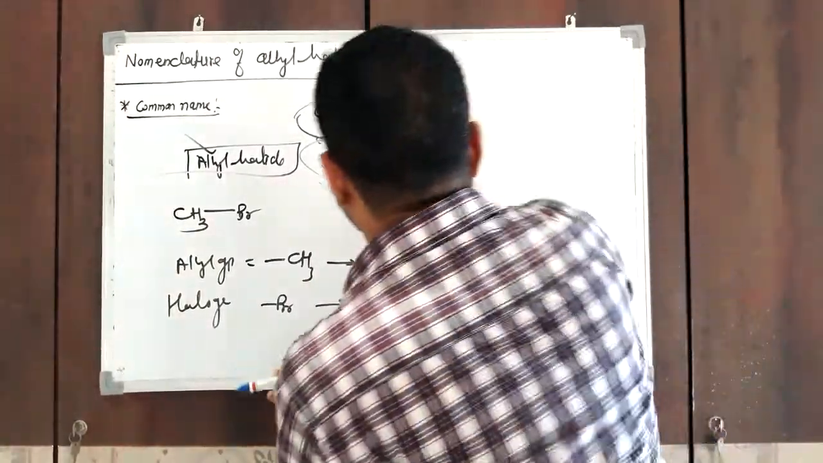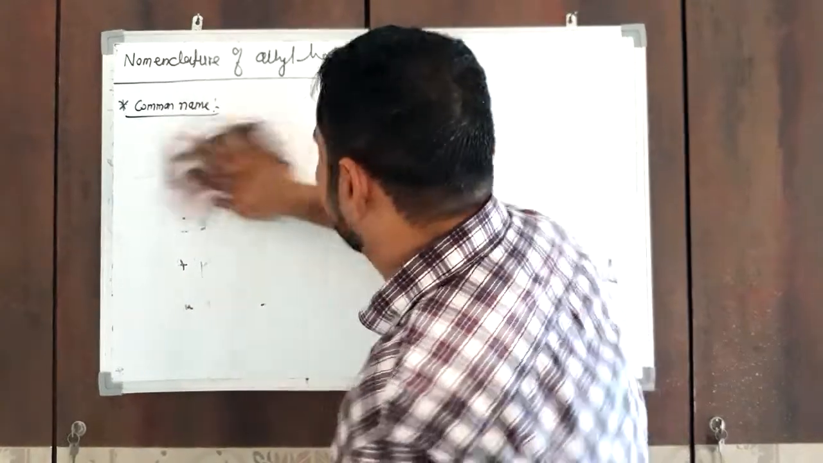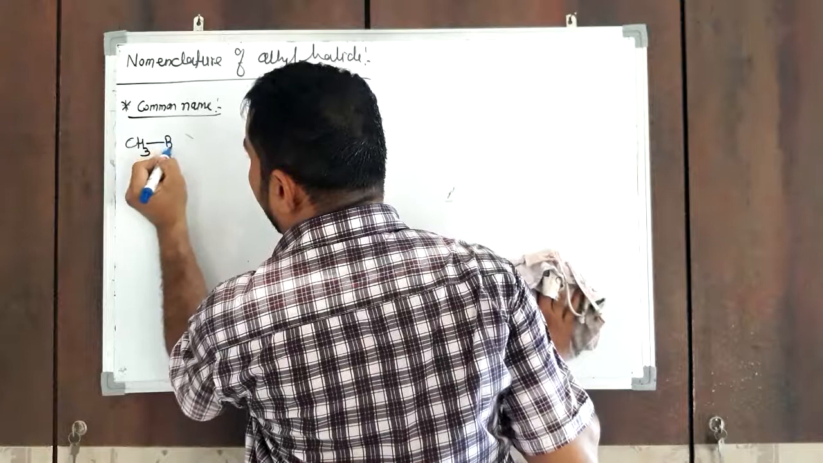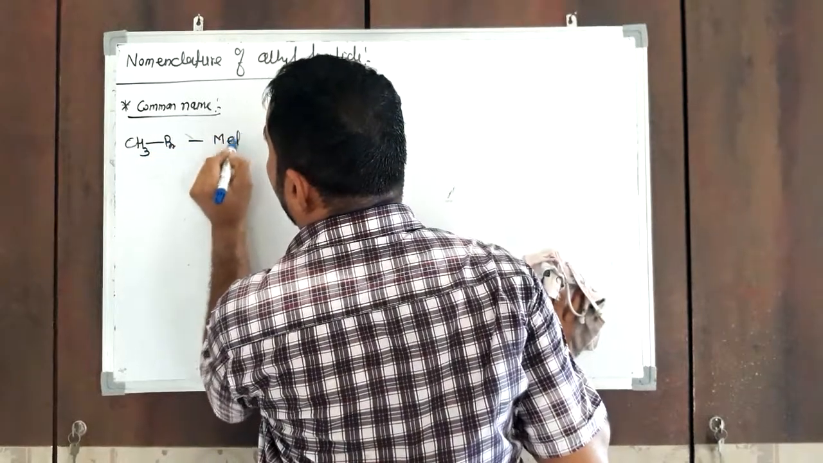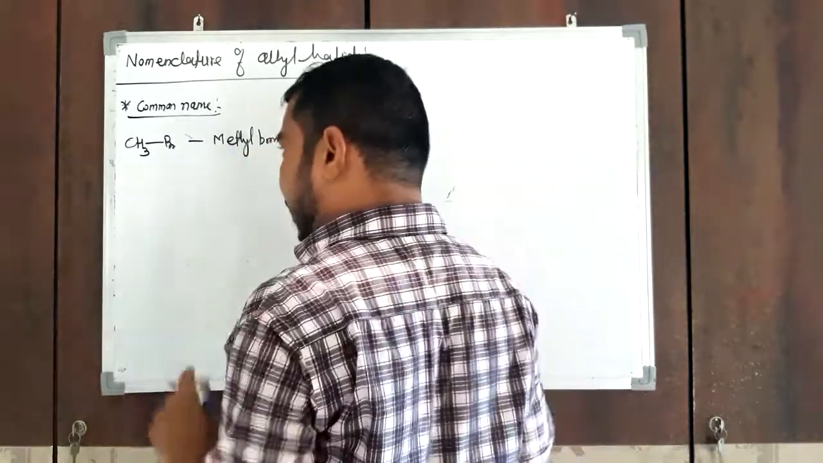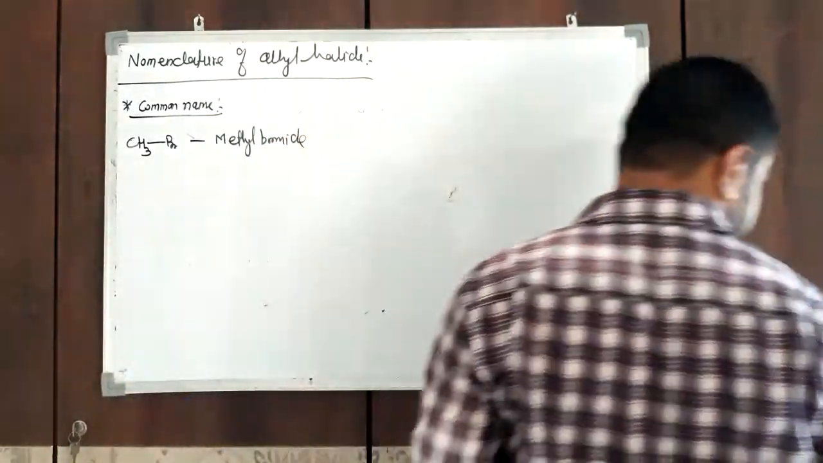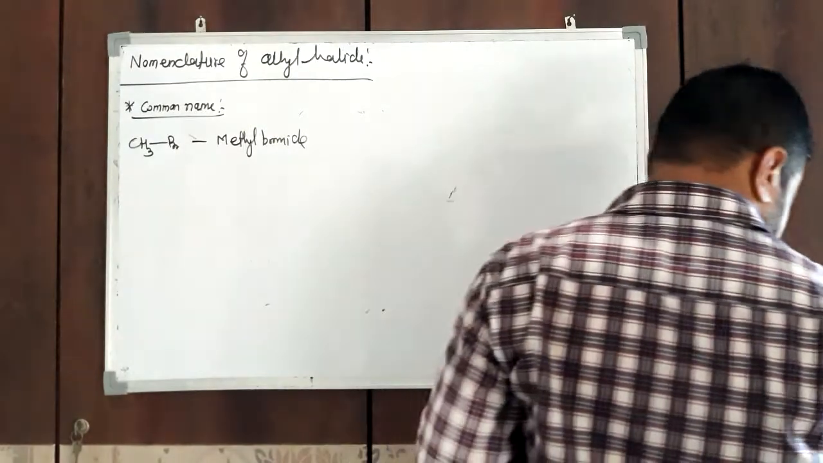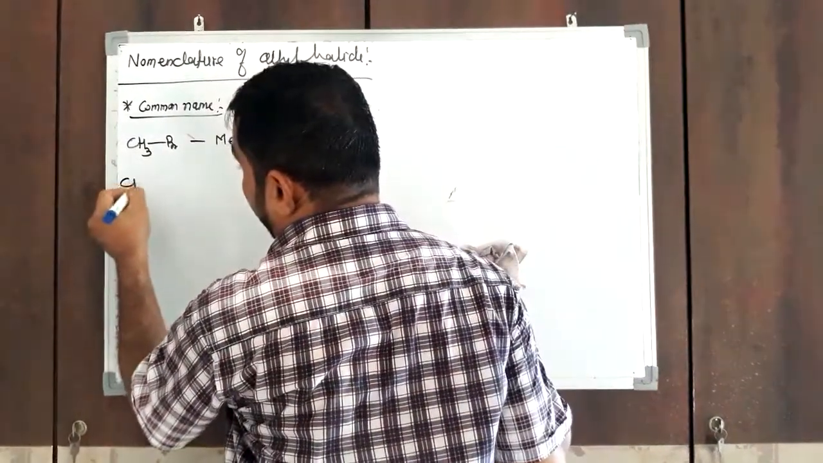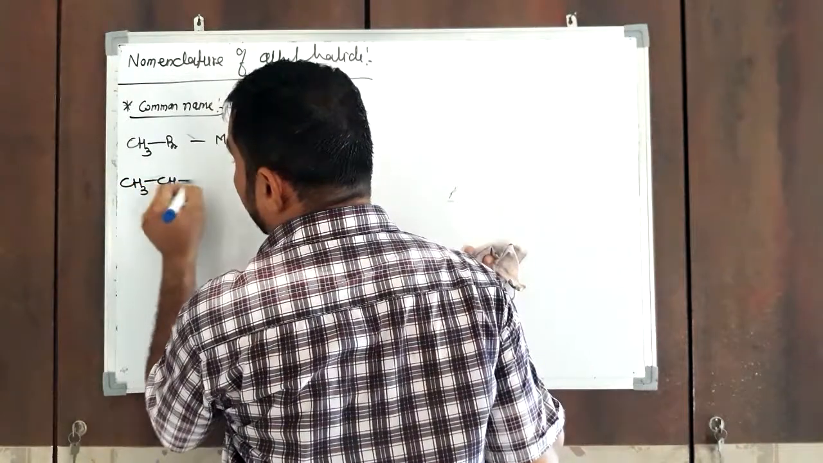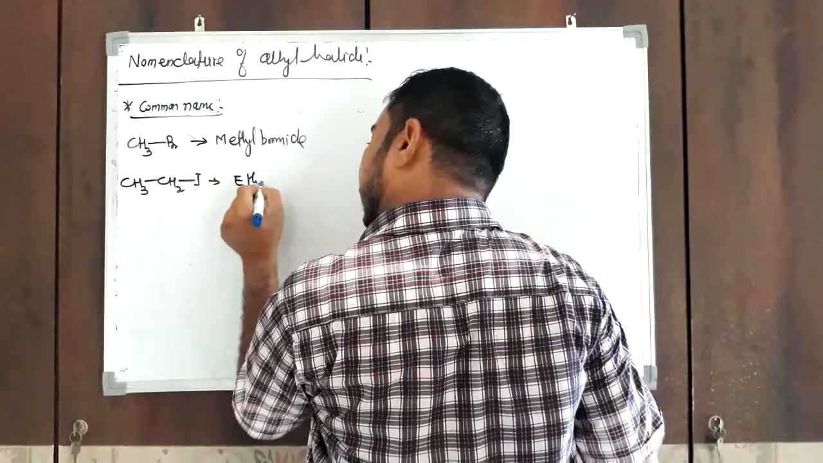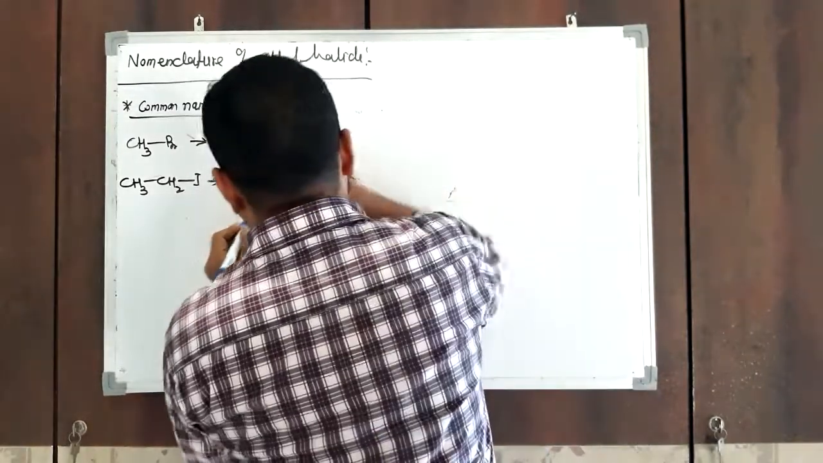Similarly, then for example, see, write all these examples: CH3Br, methyl bromide. If chlorine, then chloride. Iodide. Fluorine, fluoride. Like this. Okay. Then CH3CH2I, that is ethyl iodide.